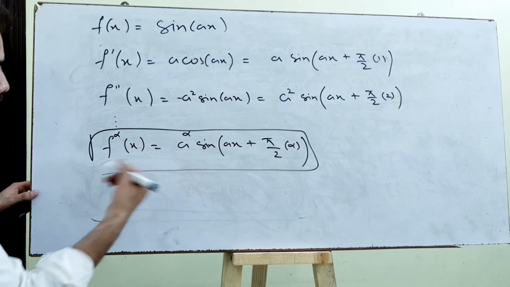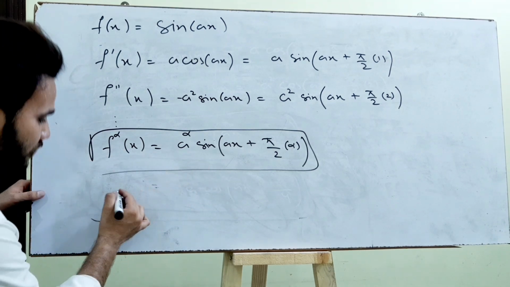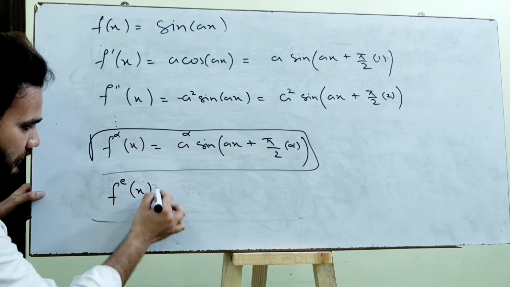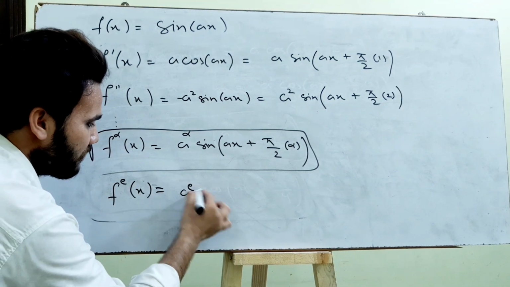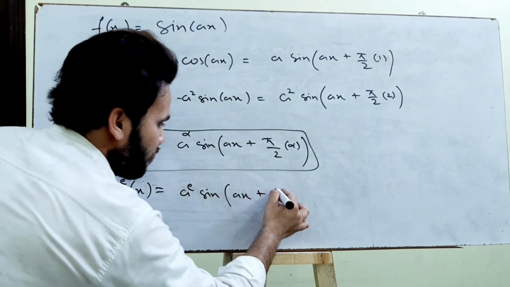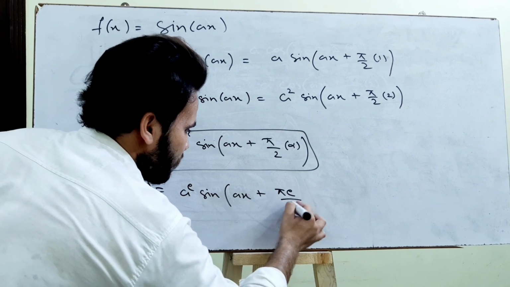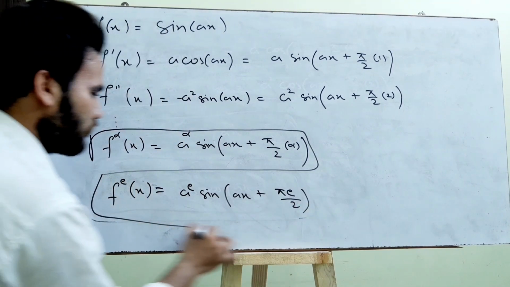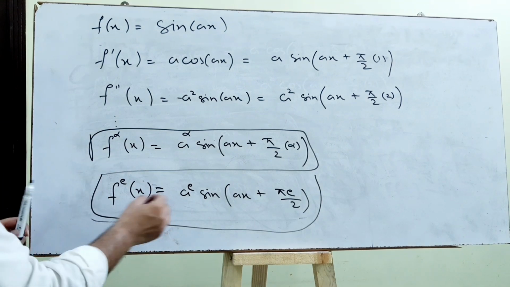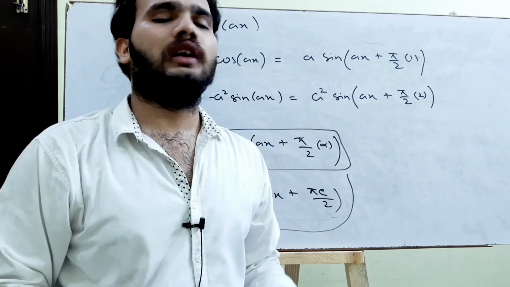We can find the half derivative and other derivatives as well. So here we are talking about the nth derivative of this function. So it will be a^n sine (ax plus n pi/2). So this is very interesting, guys. We can find any derivative of these functions.